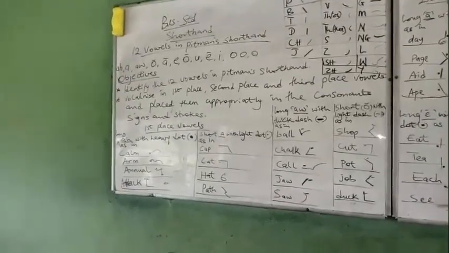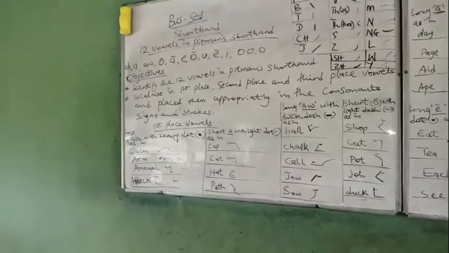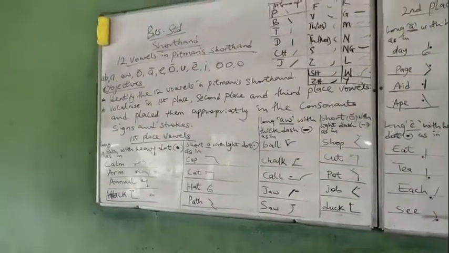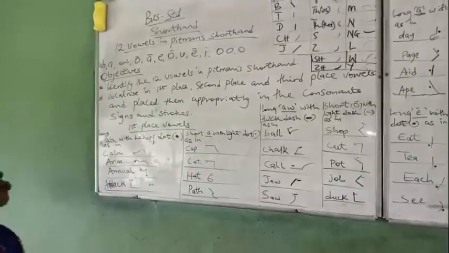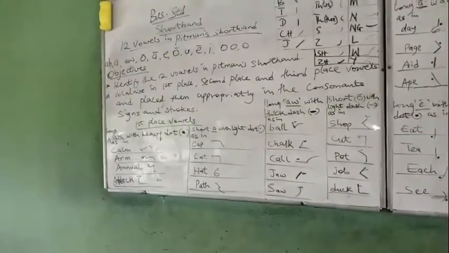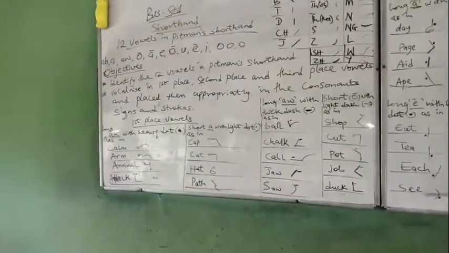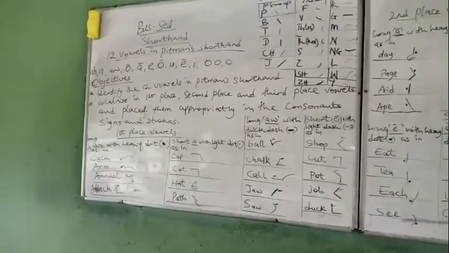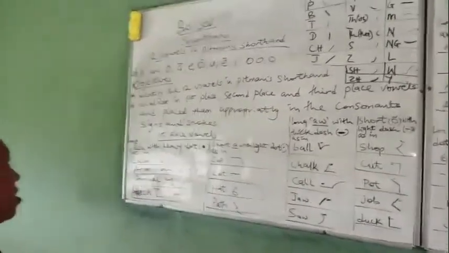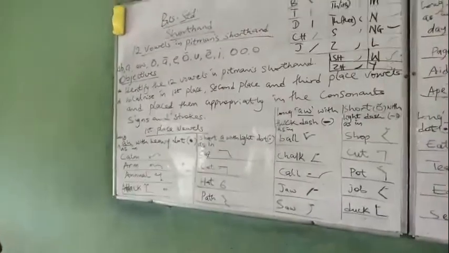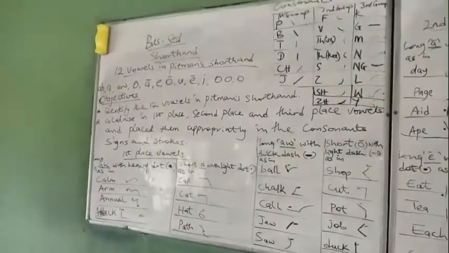By the end of this lesson, the student should be able to identify the 12 vowels in Pitman's shorthand, vocalize in first place, second place, and third place vowels, and place them appropriately in the consonant signs and the strokes.